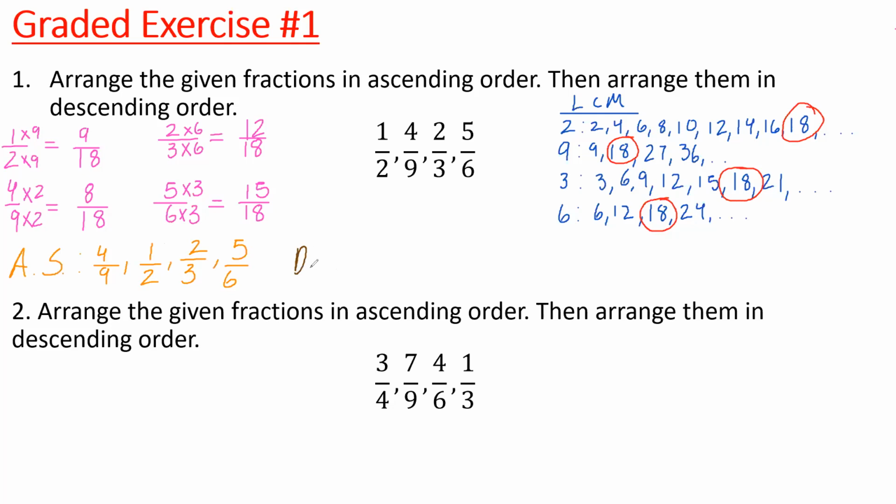5 over 6. The opposite way, right? Yes, sir. So 5 over 6, then 2 over 3, then 1 over 2, and 4 over 9. Thank you.